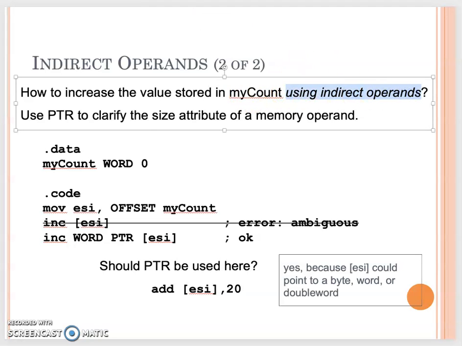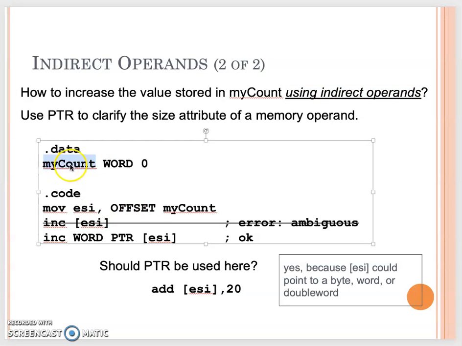So indirect operand means I save that location to a register, a 4-byte location. Here my count is the word data type, and the value is 0. Then I save my count location offset to ESI. Now you want to increment my count value using the ESI location. Before, you might say, okay, I want to increment this one using the ESI dereference, so then I increment that value. But here you need to be careful. That one actually is wrong.